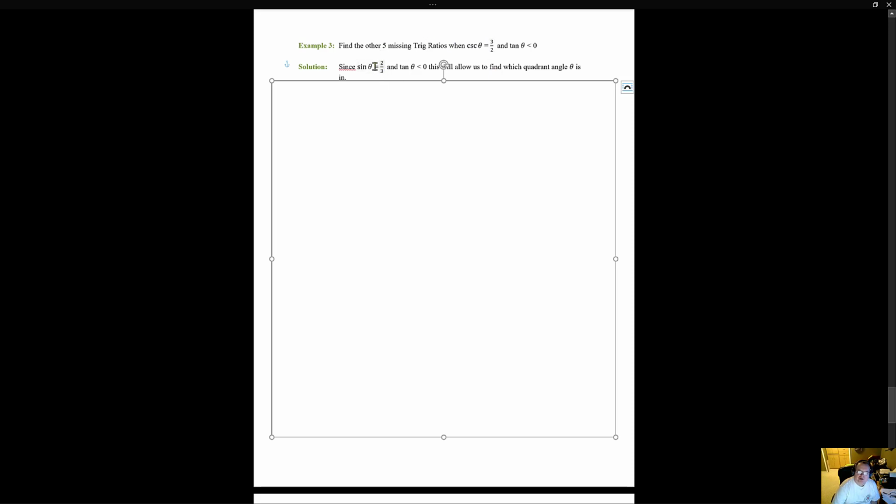And in these kinds of questions where they tell you one of the reciprocals, the secant, the cosecant, or the cotangent, it's useful to take that information and immediately convert it into sine, cosine, or tangent, in this case the sine.